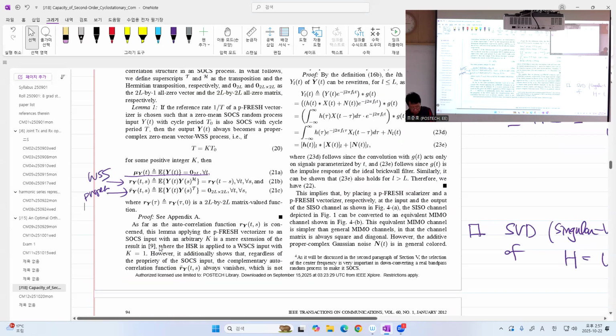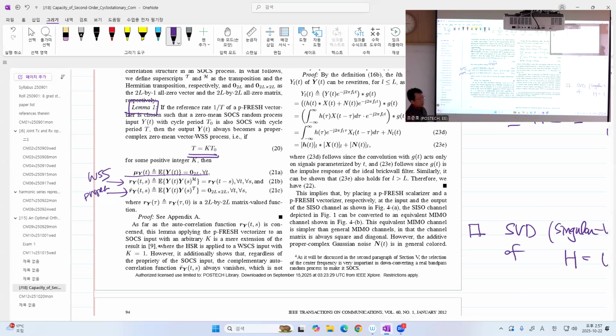Okay. Yeah, it seems this is correct. So the lemma shows this one. Actually, additionally, for any choice of this frequency shift, the amount of frequency shift is an integer multiple of the original cycle period of the signal, which is here assumed to be t sub 0. Got it? So this lemma is threefold.